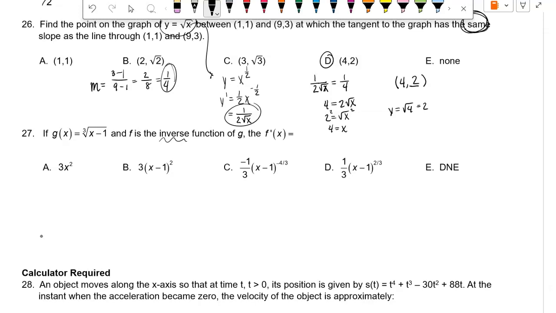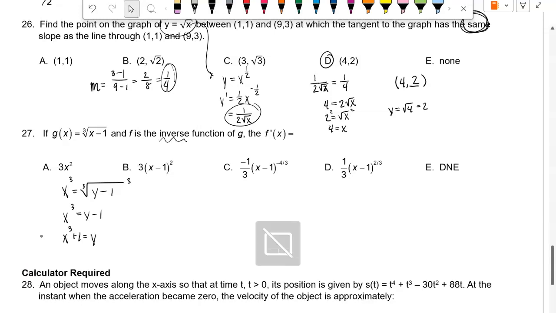So I'm going to create x out of g of x, switching the variables, and then we've got the cube root of y minus 1. So I'm going to cube both sides to start with and just solve, and I get x cubed equals y minus 1, and then x cubed plus 1 equals y. Now, back in the directions, it told me that the inverse function is really called f. So I'm going to replace y with f of x. So we've got f of x equals x cubed plus 1.